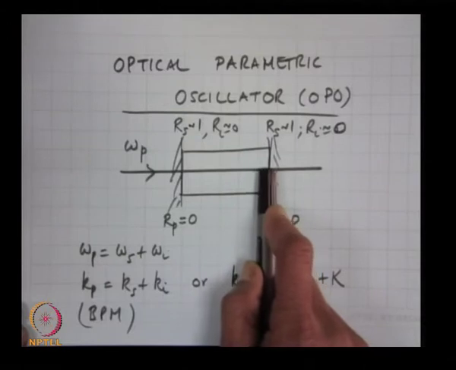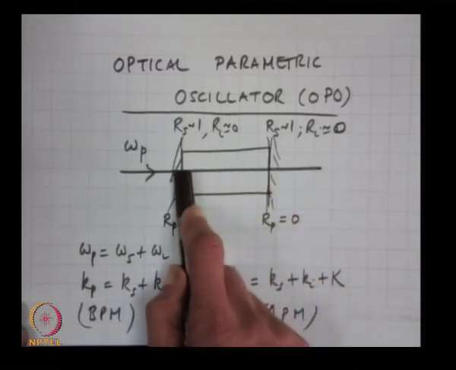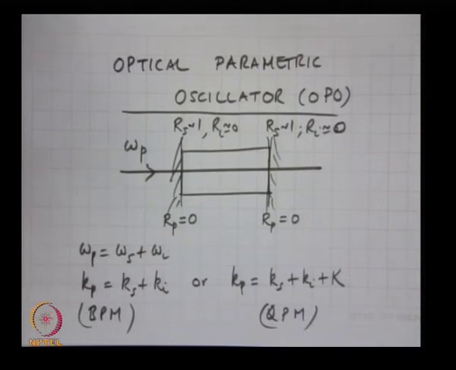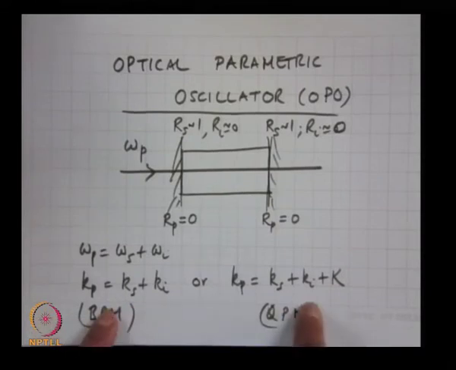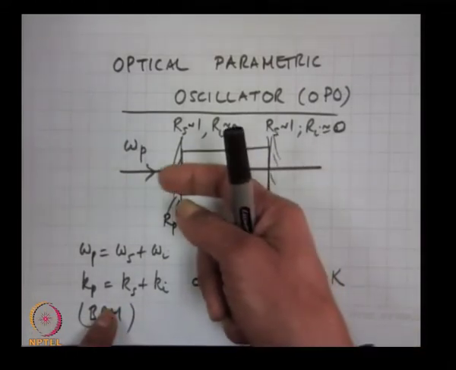And as it propagates through the crystal, does it get amplified? No, because the K vector is in the opposite direction, so it will not be phase matched. Kp is like this, and Ks like this. You will not satisfy the phase matching. This will require a negative Ks here. This will not satisfy either of these conditions. So the signal light comes back without amplification.